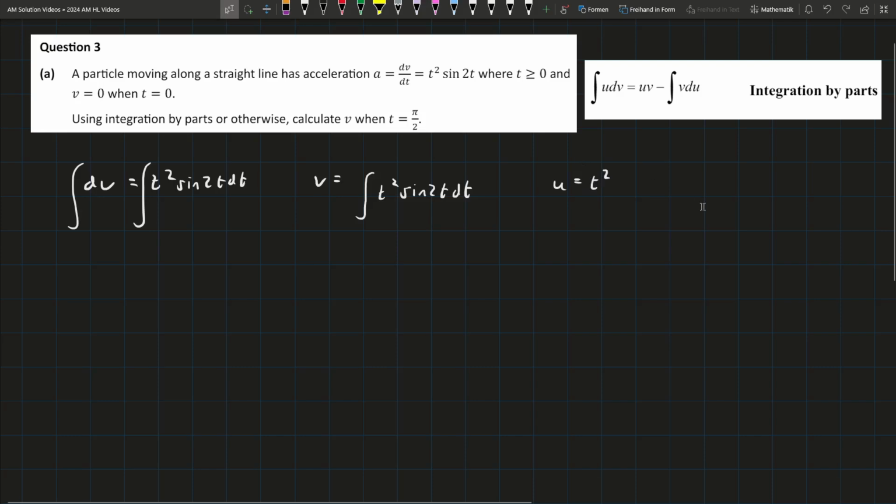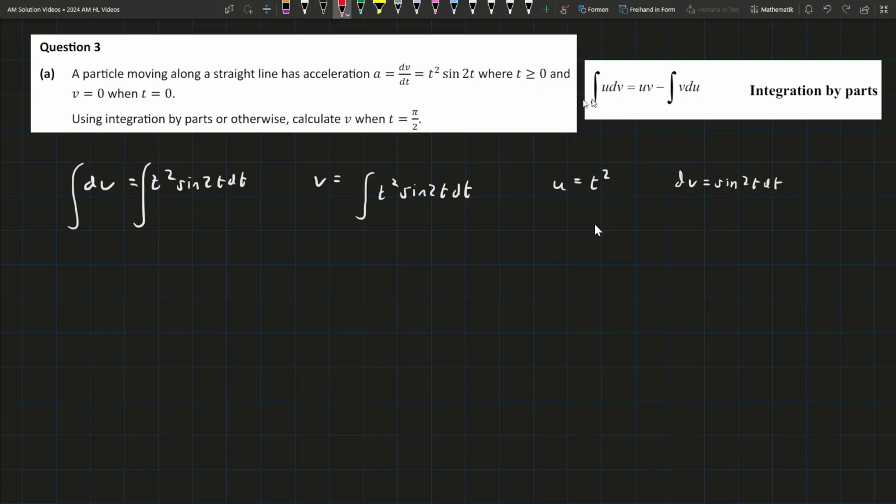And as well as that, if we differentiate t squared, it'll be 2t, then 2, then 0, and we want it to go to 0. But if we differentiate sine 2t, it just keeps repeating, which isn't very helpful. So that's another reason for thinking of it. So then we can say that our dv is sine 2t dt.